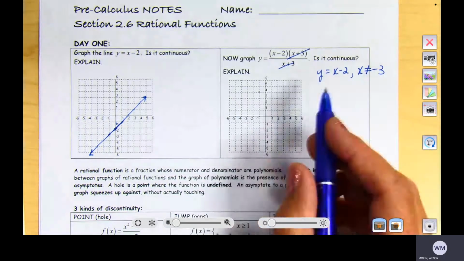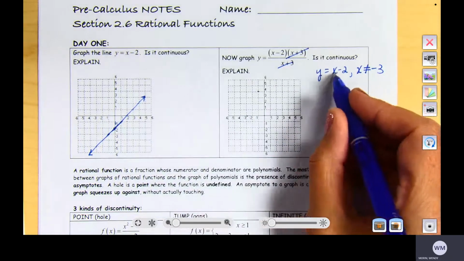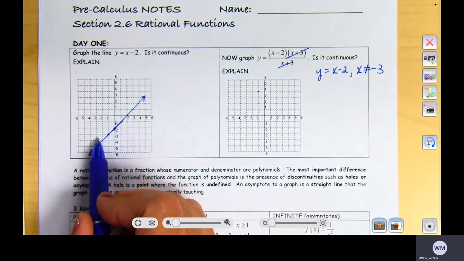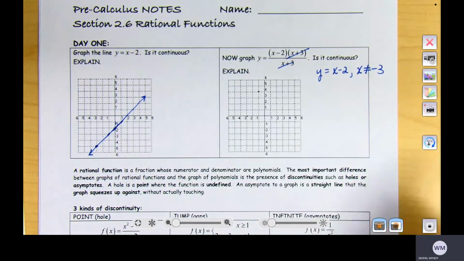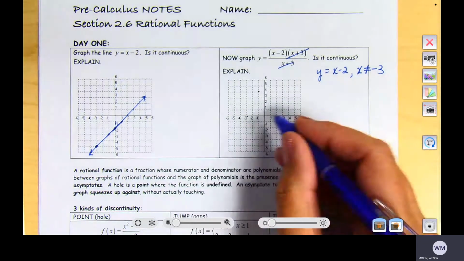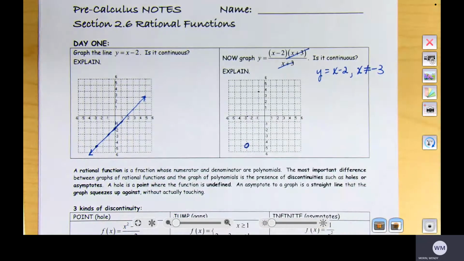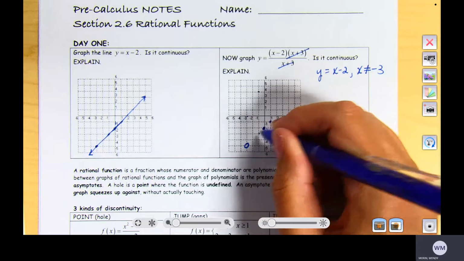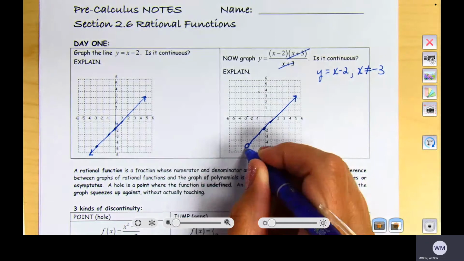Well, let's go to -3. What would -3 be? If I plugged a -3 into here, it should be -5. So 1, 2, 3, 4, 5. Yep, -3, -5. Well, x cannot equal -3 on this one. So that means that we have what's called a hole in the graph. The function is undefined at x equals -3. Now you still have the same y-intercept, you still have the same slope, but you have a hole in your graph.